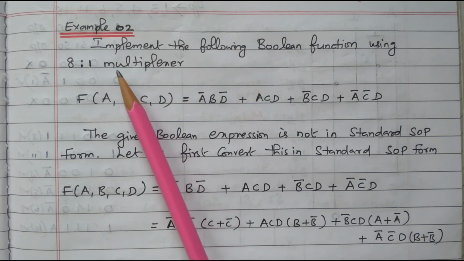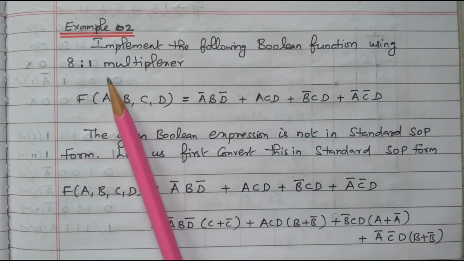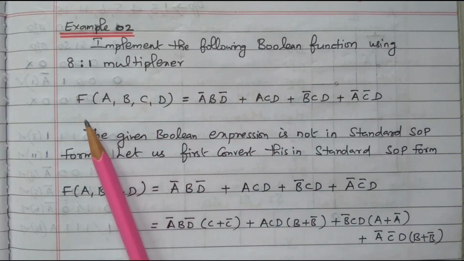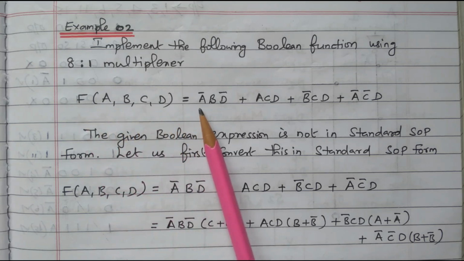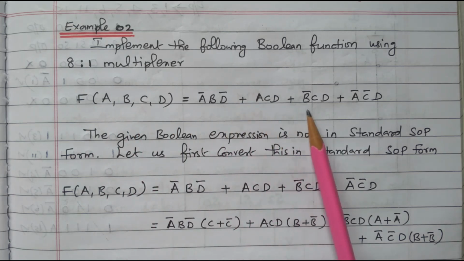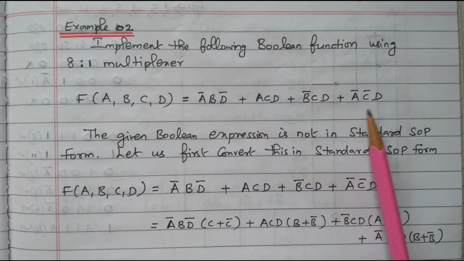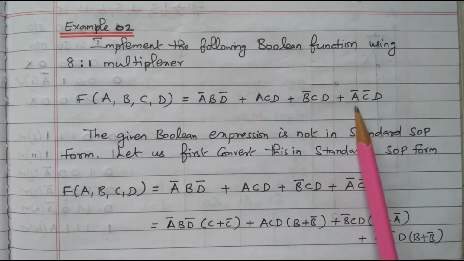Now we will go to the topic. We need to implement the following Boolean function using 8:1 multiplexer. The given function is f of a b c d equal to a bar b d bar plus a c d plus b bar c d plus a bar c bar d, right? 1 2 3 4, 4 terms are available.